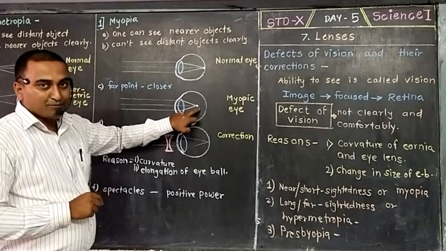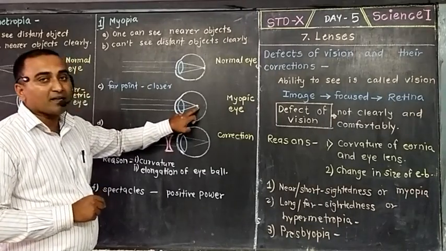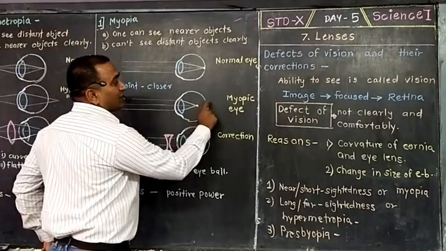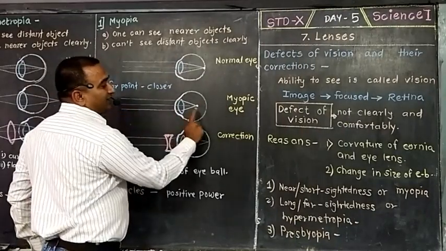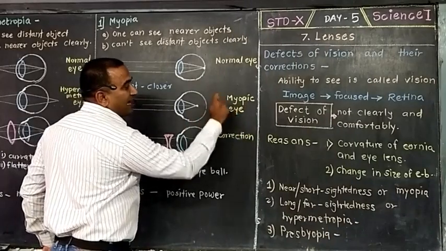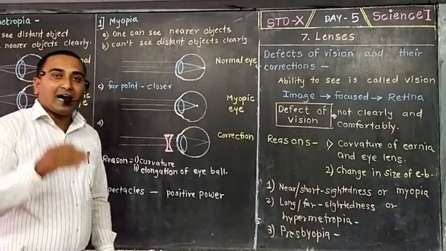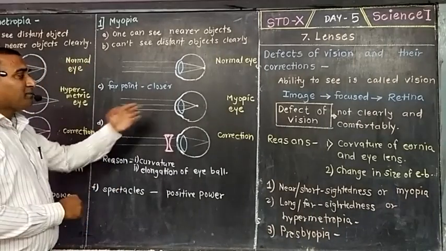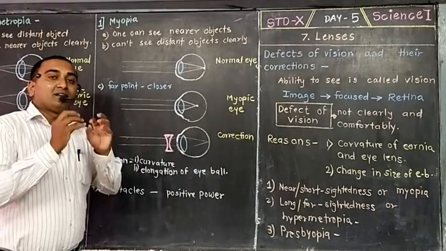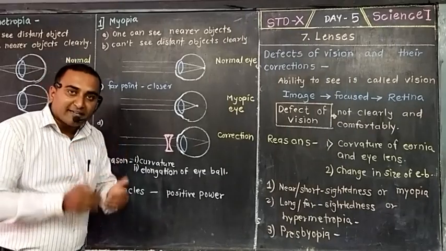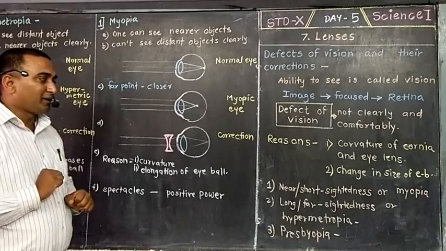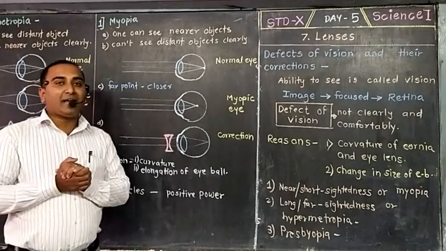And in this way, as the image is forming in front of the retina, this problem is called myopia, and this eye is called a myopic eye. That means the eye has the defect of myopia. So what happens here? Actually, the image is forming in front of the retina. It is not forming on the retina. That is the problem. What are the reasons behind this?